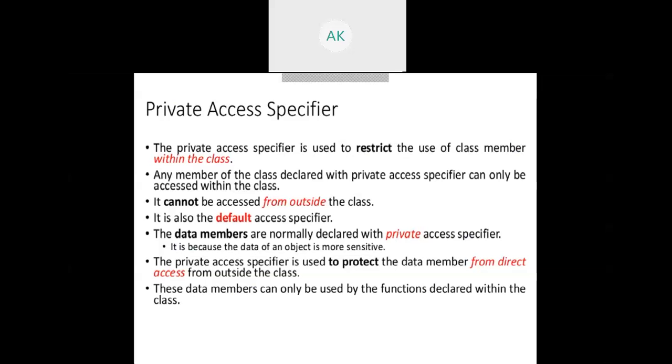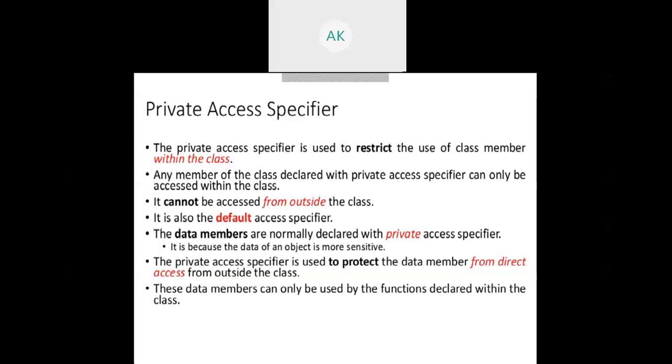Usually we use this specifier with the data members. Usually data members are given the private access specifier because we want data to be protected. We want the data of the object to be protected. We don't want any other object or any other class or any other function outside the class to change the data of the class. So we usually declare data members as private.